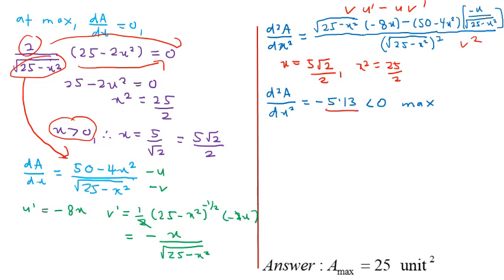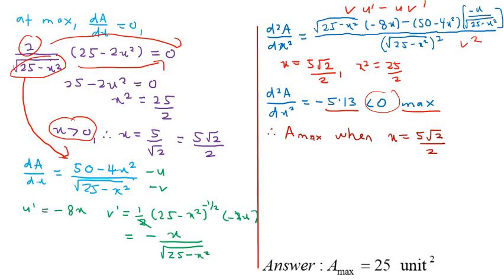So to show that you calculated that value, I already show here the value is negative 5.13. So obviously, if the value is negative, then we get the conclusion that it is maximum. So don't forget to write down the conclusion, less than 0, that will give the maximum. Then after that, we can conclude that A is maximum when x equals 5 root 2 over 2.